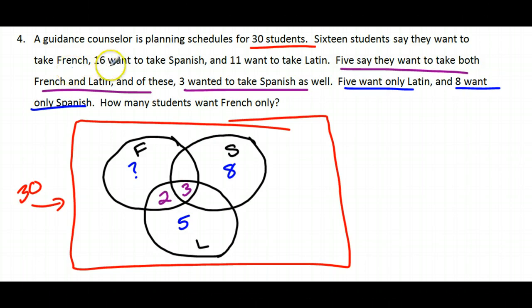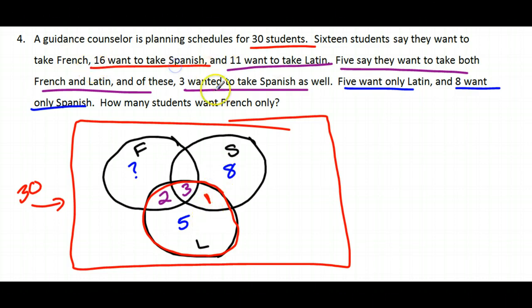Working backwards here, I've got 16 say they want to take French. So we know that there's 16 here. 16 want to take Spanish. That's not going to help me just yet. 11 want to take Latin. I know that there has to be 11 people in this Latin circle. I've already got 2, 3, 5, so I've already got 10. That tells me 1 person is missing. So I know 1 wants to do Spanish and Latin.